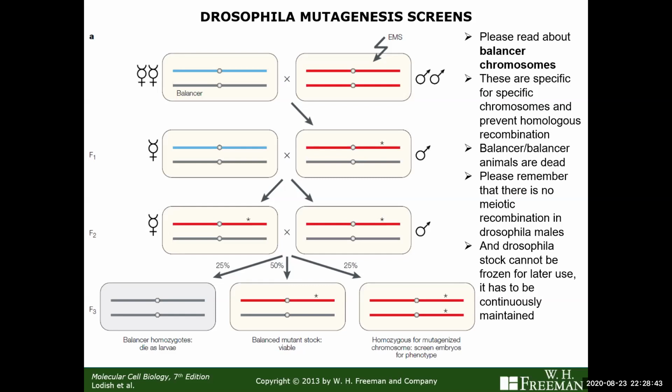So what she did, there is a concept in fly called balancer chromosome. To be honest, I also do not understand it very well. There are lots of inversions, etc. in a particular chromosome. It is such that it cannot recombine with its homologous chromosome. That's point number one. And then, if the animal is homozygous for the balancer chromosome, balancer over balancer, then it is dead.